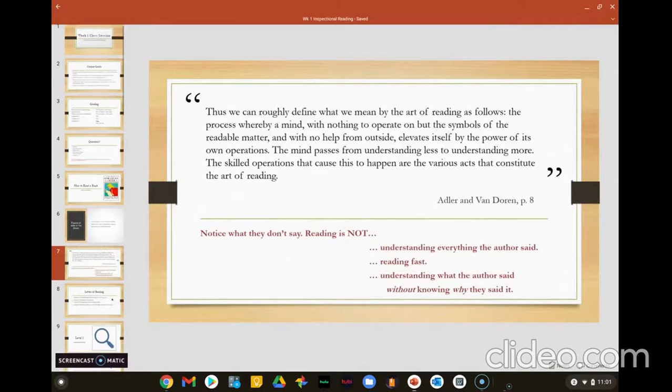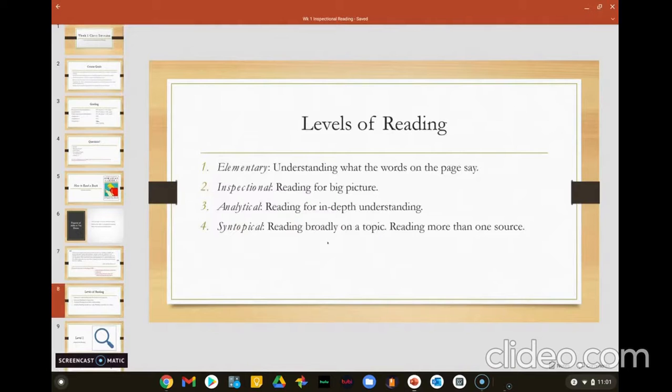All right, so to go on, Adler and Van Doren give 4 levels of reading. All of you have already mastered what they call the first level of reading, which is elementary, understanding what the words on the page say. You all can read at this level. And in your K through high school education, that's almost as far as you went. Some of you may have gone a little bit deeper, maybe into analytical reading, but we're no longer talking about just the basic understanding of what the words on the page say.